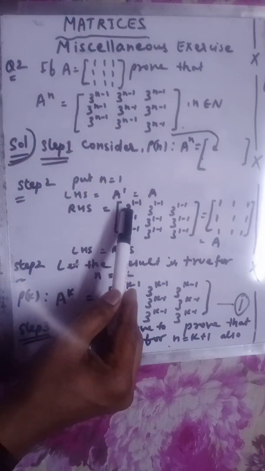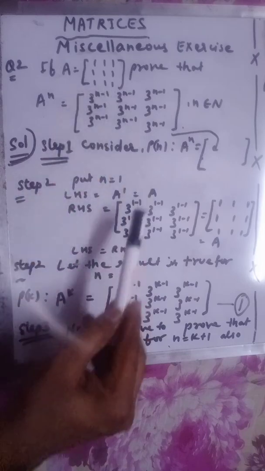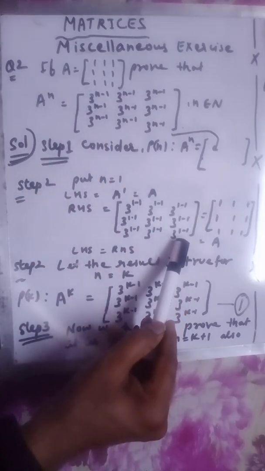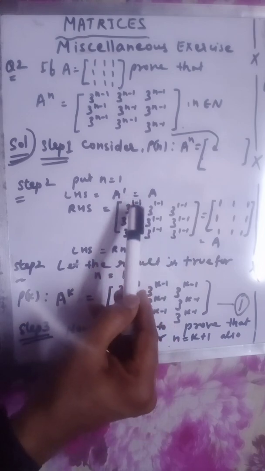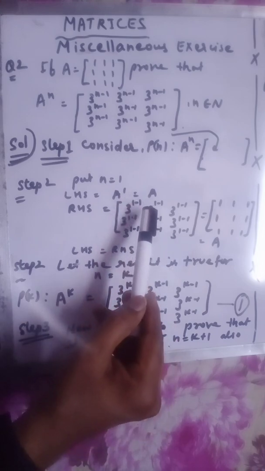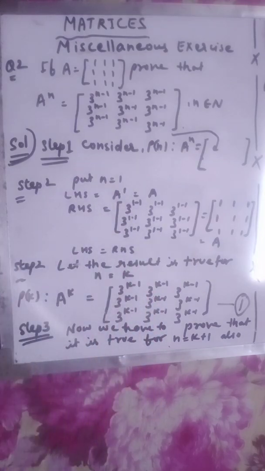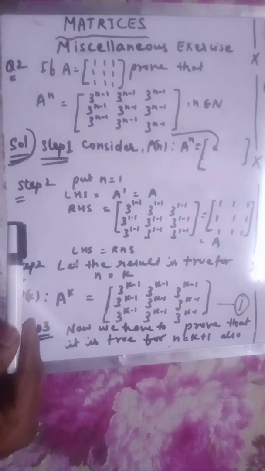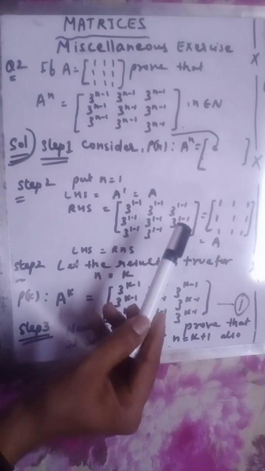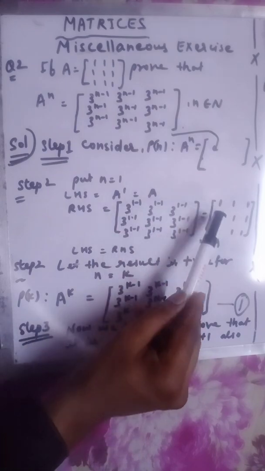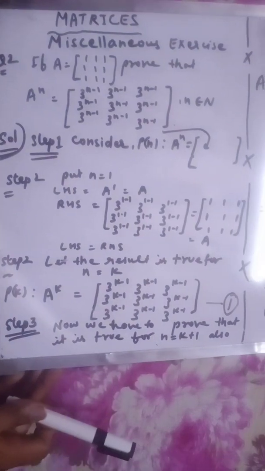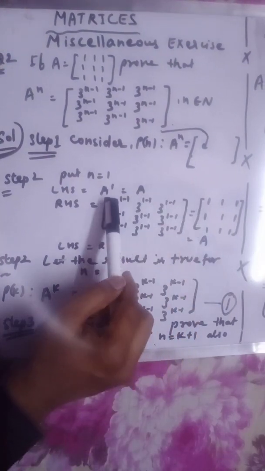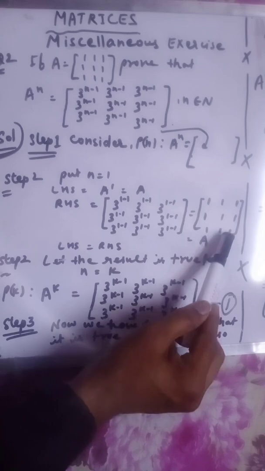When you put n equals 1, you will get 3 raised to power 1 minus 1, and so on. So you will get this whole matrix. This is 3 raised to power 1 minus 1, that is 3 raised to power 0. As we know, if the power of any number is 0, then the value of that thing is 1. So in place of this I'm directly writing the value 1. You can check here, in place of this 1 1 1, this matrix is coming.